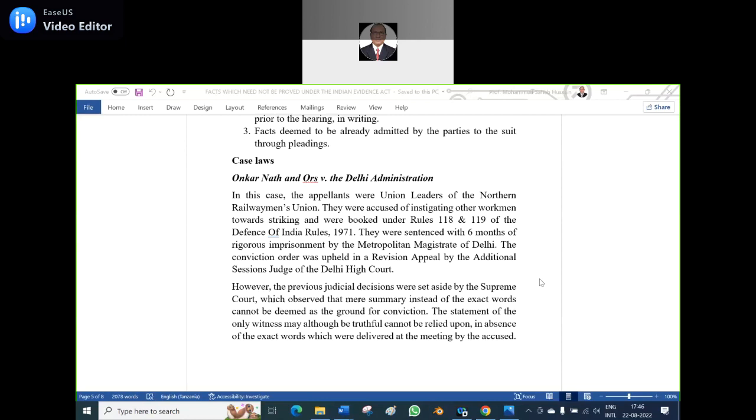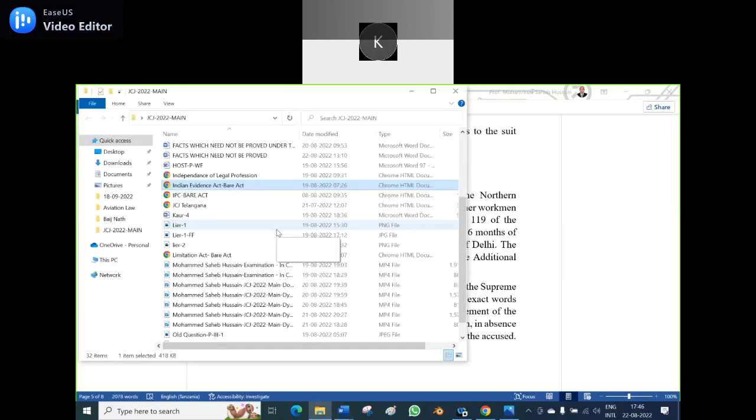So this case law, what does it show? Under Defence Rules 118 and 119, strikes are banned, and so the union leaders were booked and given imprisonment for 6 months.